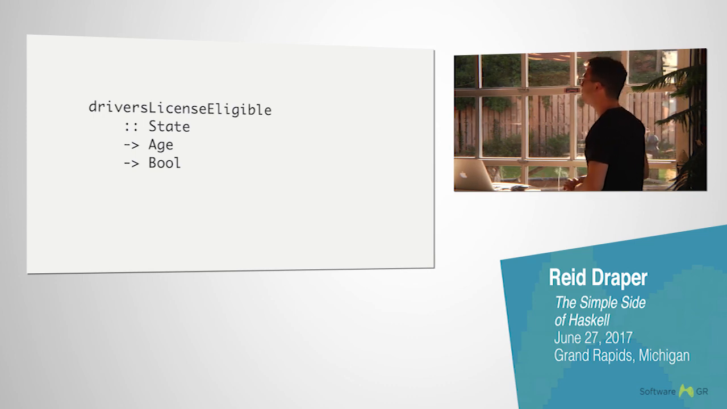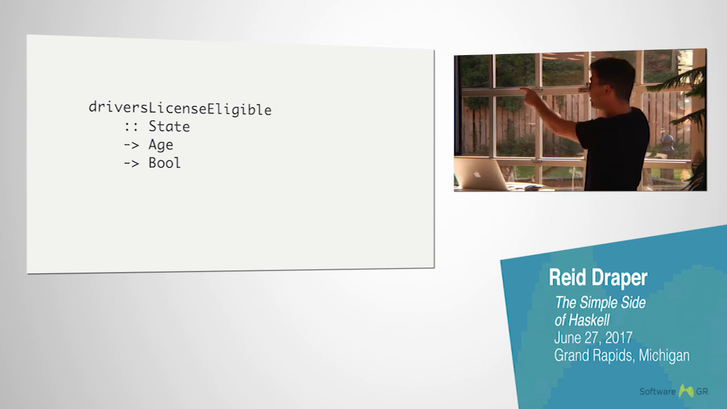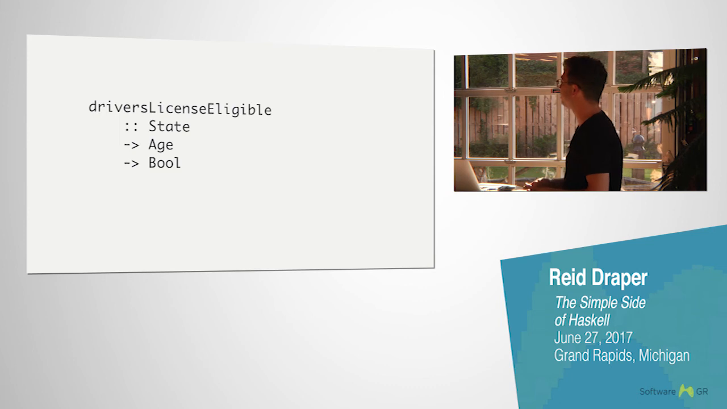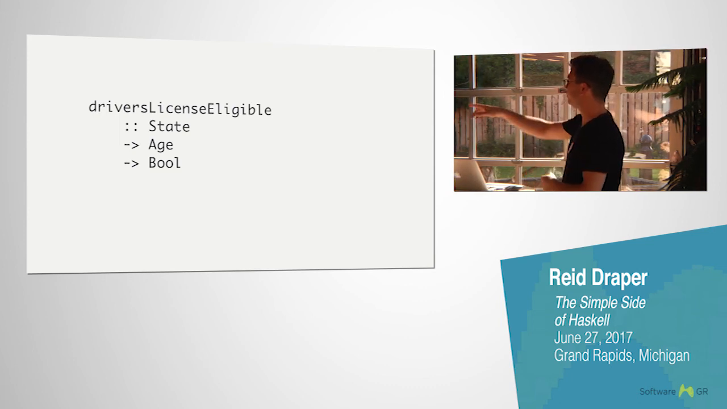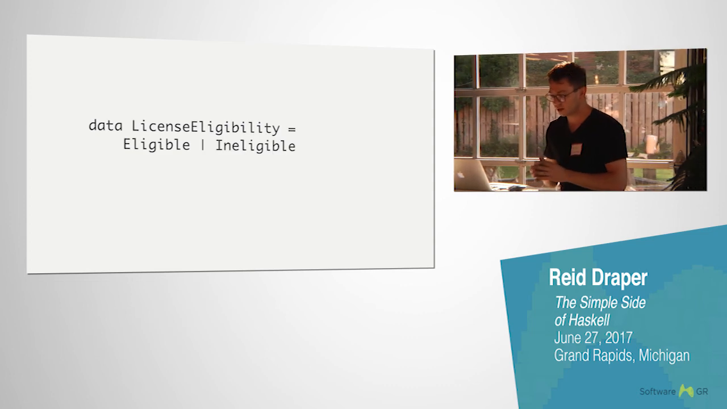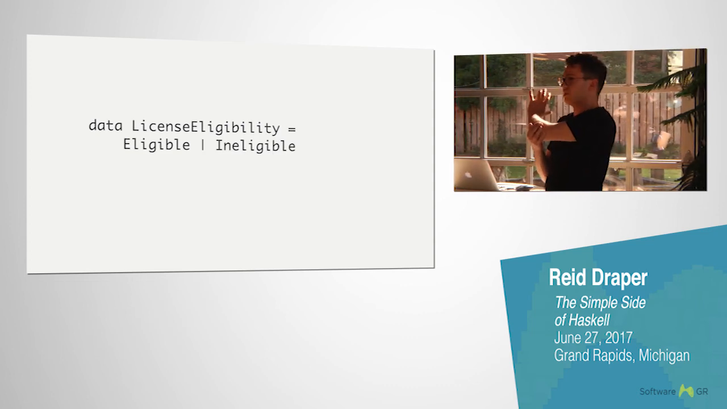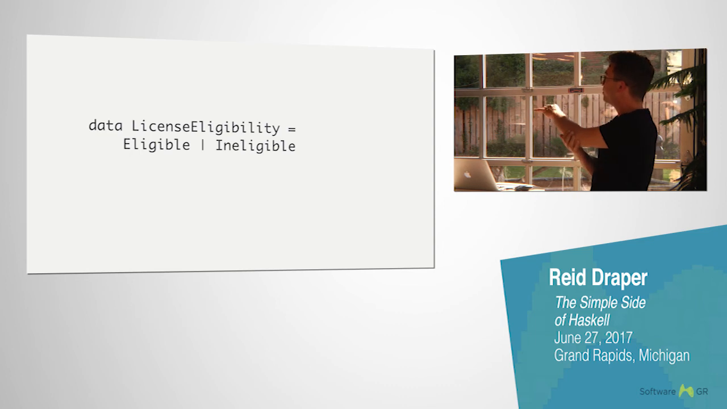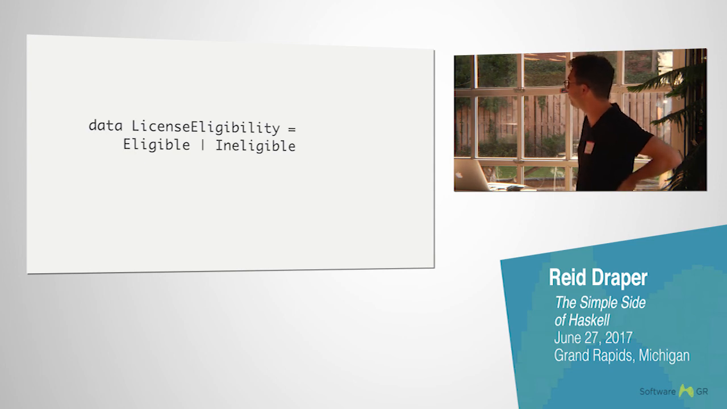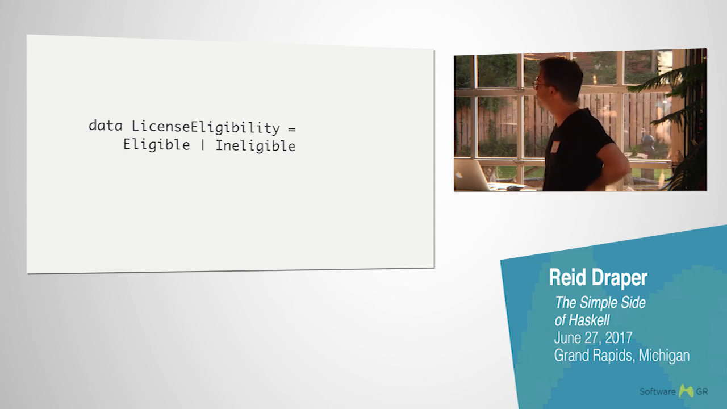OK, so we've written this in Haskell, and we've been good. We did not use a string for the state. We didn't use an integer for the age. But we're kind of lacking in this one place, because when, outside of this function, and we've given this function a name that's not at all ambiguous, or at least I think it's pretty clear, that if this function returns true, it means you can apply to get your license. If it returns false, you can't.